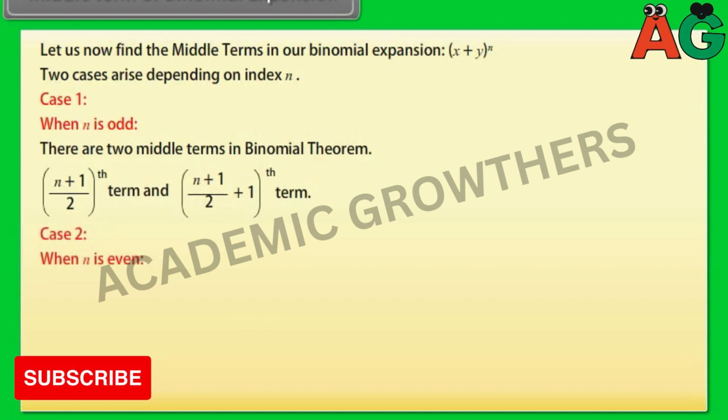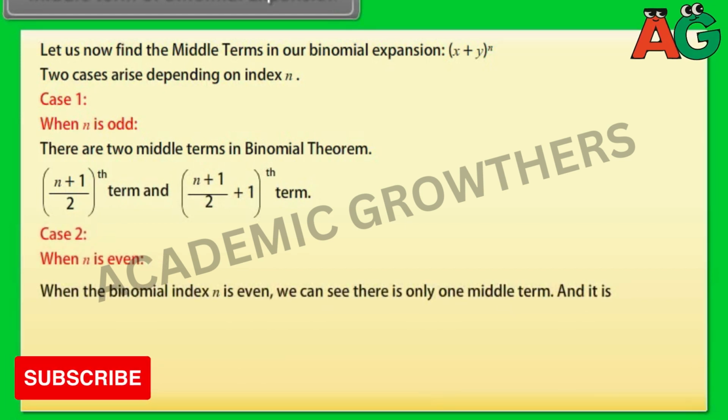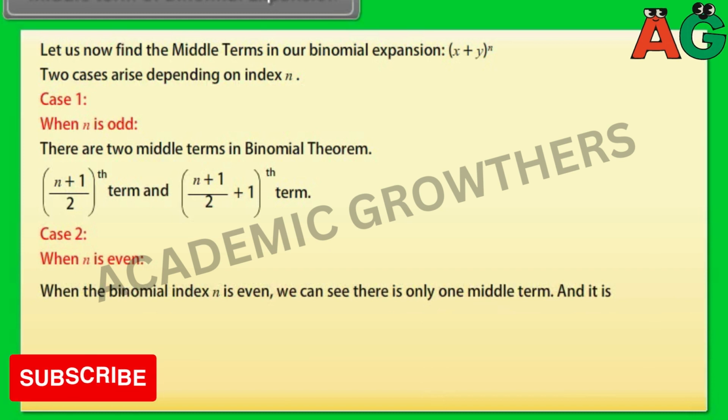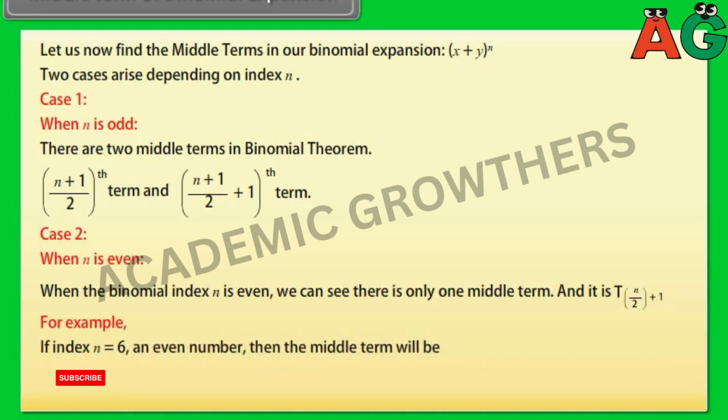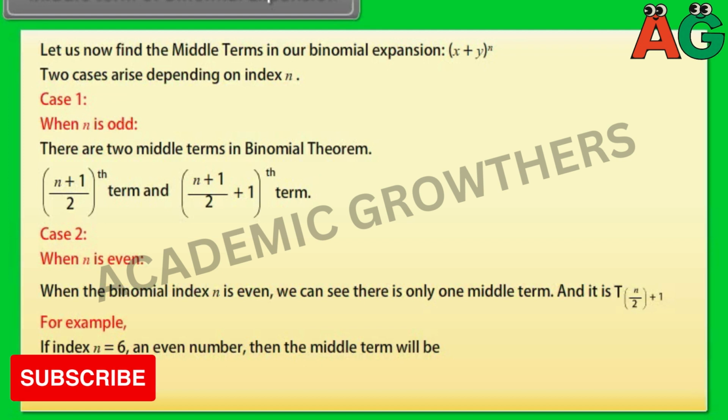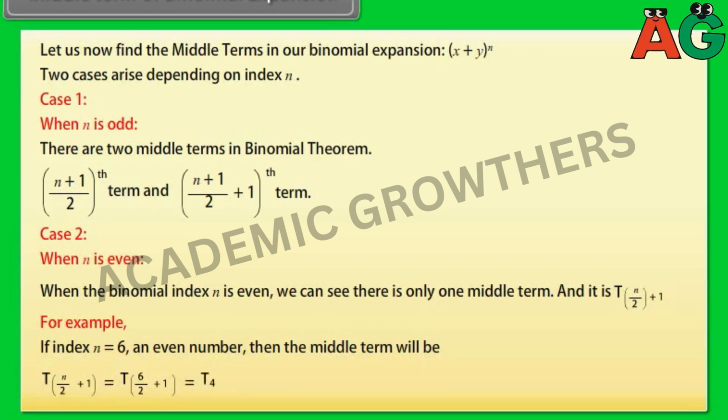Case 2, when n is even. When the binomial index n is even, there is only one middle term, and it is T(n/2 + 1). For example, if index n is equal to 6, an even number, then the middle term will be T(n/2 + 1), which is T(6/2 + 1), which is equal to T4.